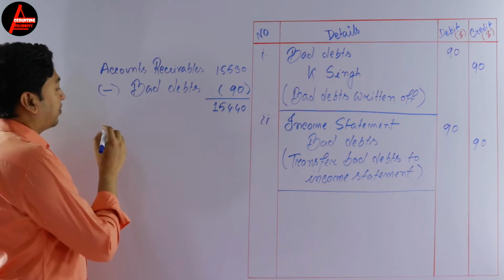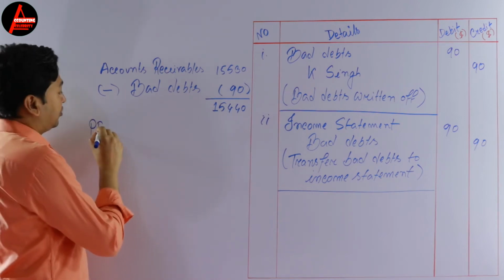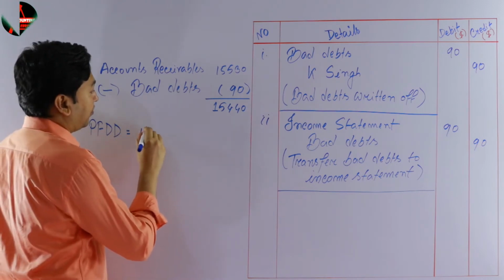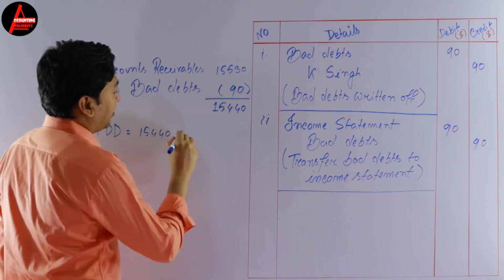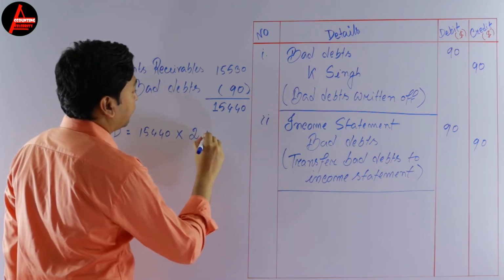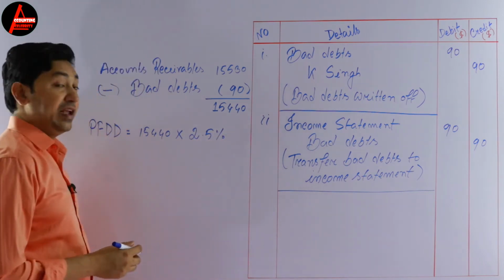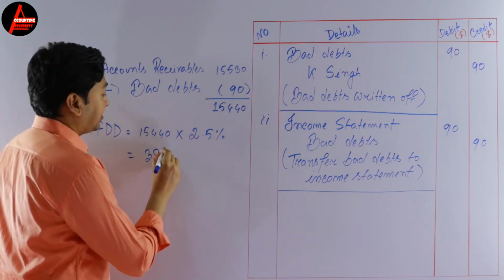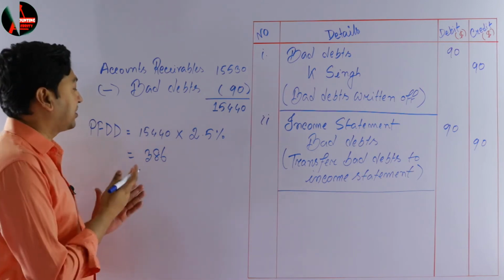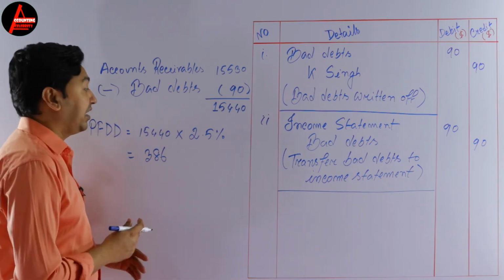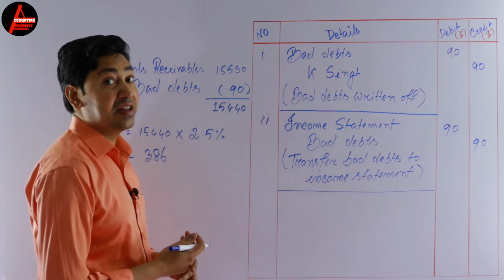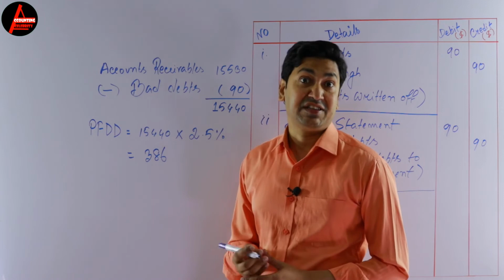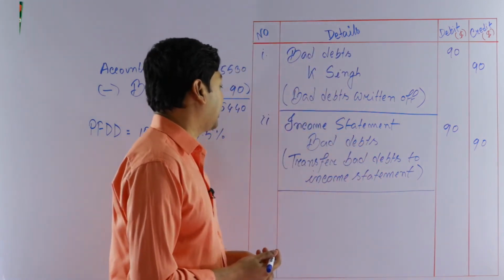Okay, so provision for doubtful debts will be 15,440 multiplied by 2.5%. Okay, now if we calculate, we get $386. Okay, so this is provision for doubtful debts. This amount will be included in the income statement. Okay, this is an expense as well for the business. Okay, so here we will write number 3.